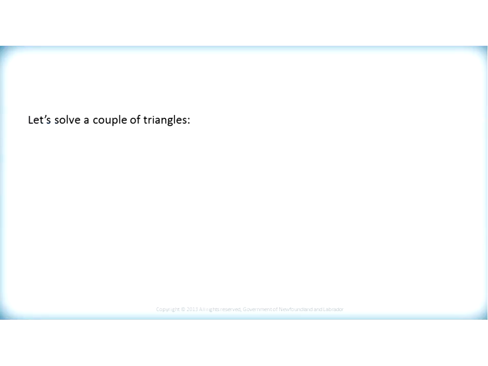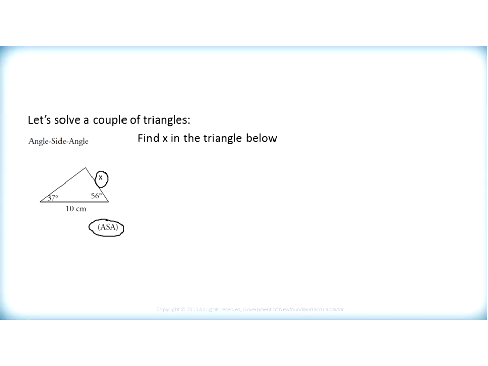So let's solve a couple of triangles. We're going to look at those triangles from earlier in the slides. The first one is this angle side angle triangle. So we want to find x in this triangle below. We're going to look for this angle right here. Okay, this is an ASA triangle because I have an angle, I have a side, and I have an angle.